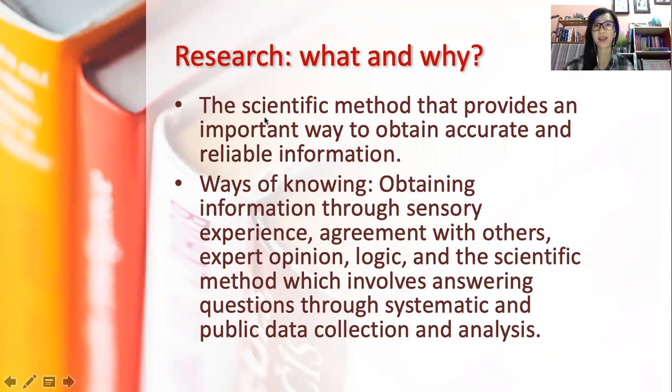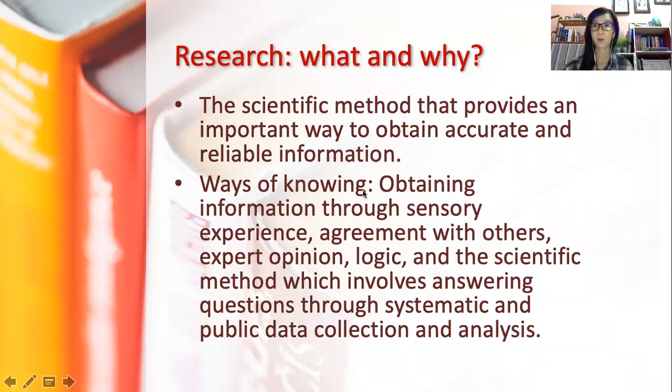Research is defined as the scientific method that provides an important way to obtain accurate and reliable information. So from this definition, we also get the purpose of conducting research, that is, to get information. It is a way of knowing. But what kind of information? Information which is accurate and reliable. And then how do we obtain this kind of information?